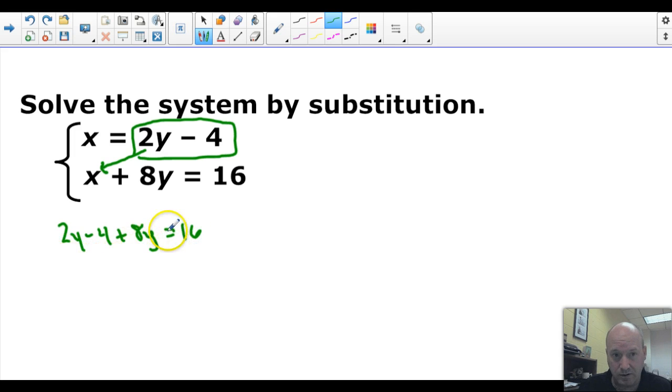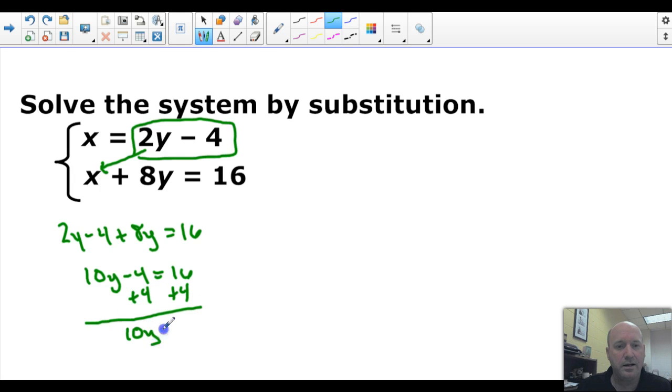Combine like terms because they're on the same side. So 10y minus 4 equals 16. Add 4 to both sides. And 10y equals 20. Divide by 10. And we get y equals 2.